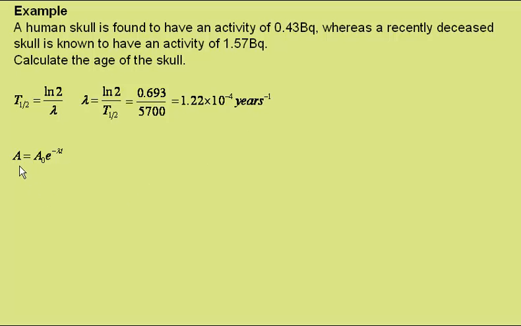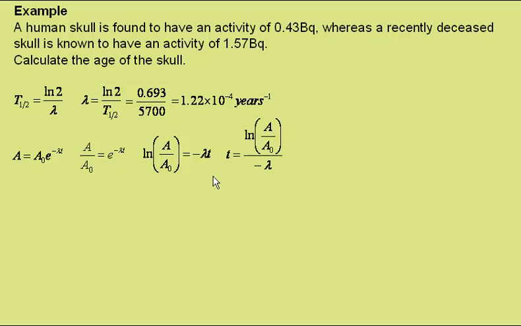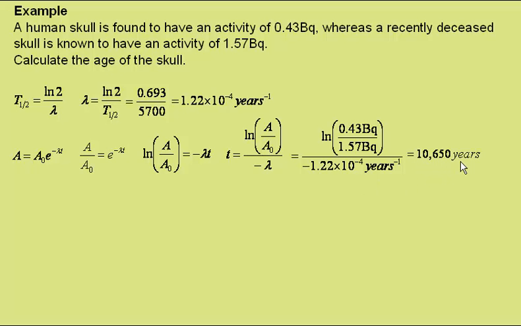Now I can use the activity is equal to the activity at t = 0 at the start times e^(-λt). Rearranging, I get this, then taking natural logs of both sides removes the exponential term. Rearranging for t, and then putting in the values given. The activity now is 0.43 becquerels, the activity at the start 1.57 becquerels, and this is my decay constant. This gives a time of 10,650 years.